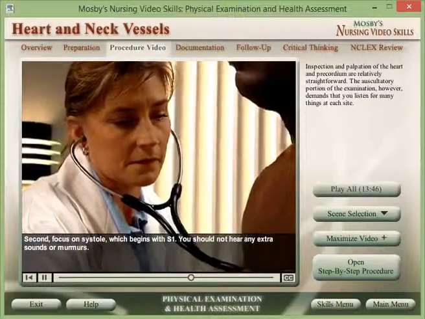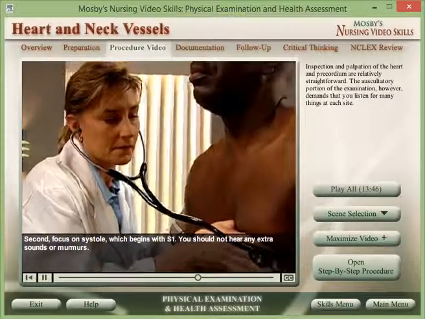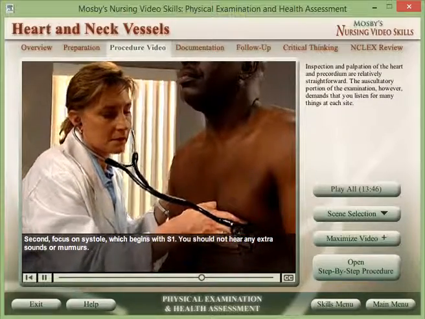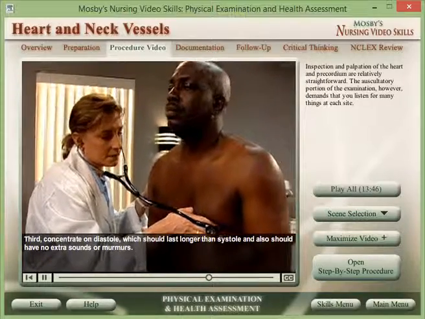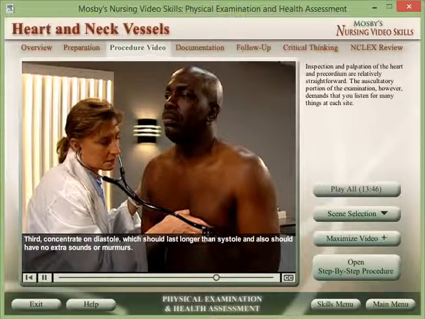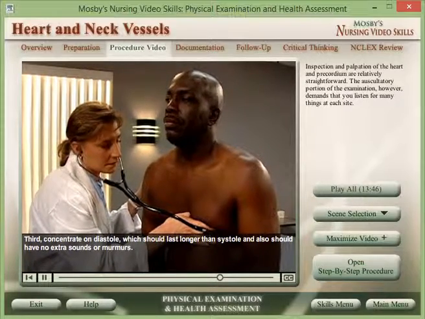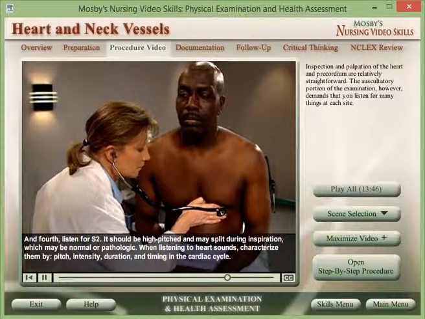Second, focus on systole, which begins with S1. You should not hear any extra sounds or murmurs. Third, concentrate on diastole, which should last longer than systole, and also should have no extra sounds or murmurs. And fourth, listen for S2.